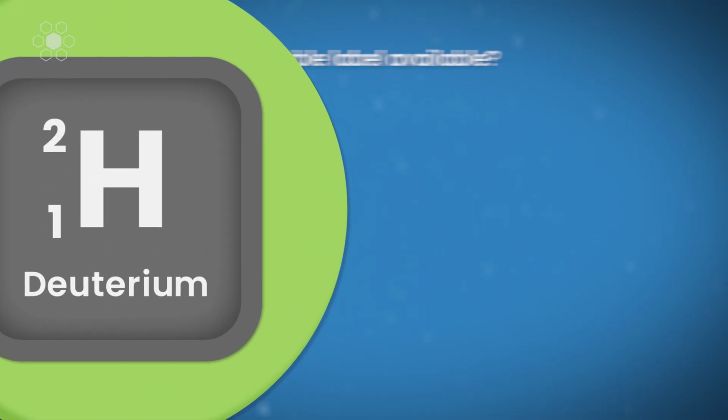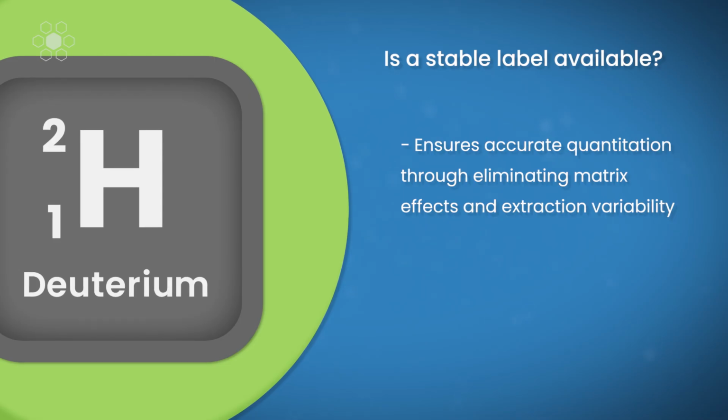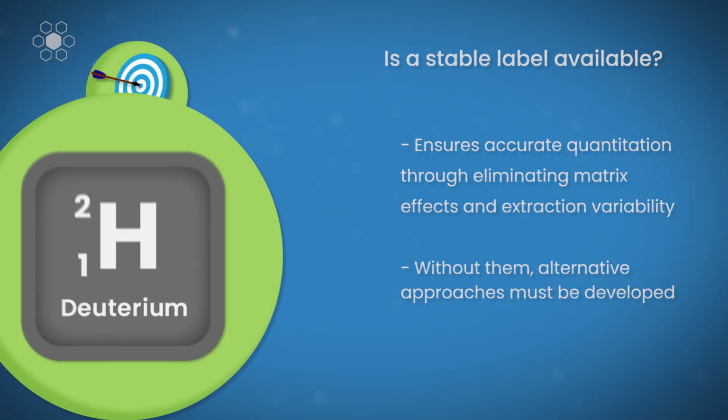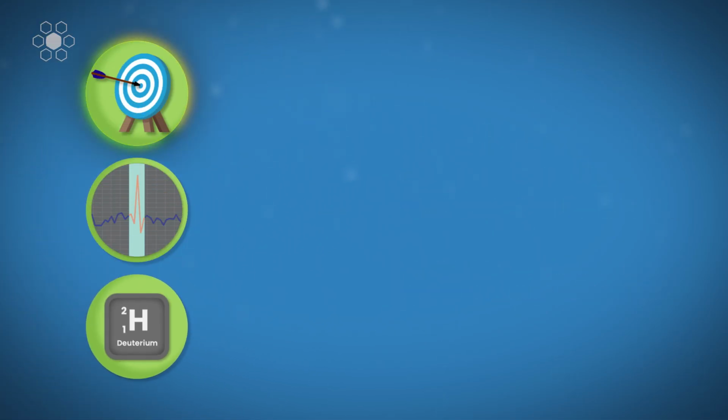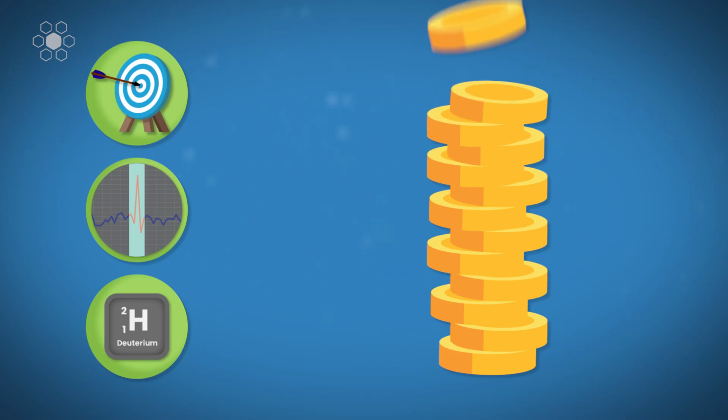Is a stable label internal standard available? The use of these standards enables the most accurate quantitation because they eliminate matrix effects and extraction variability. Without them, alternative approaches must be developed, extending timelines and complicating validation. The evaluation of these questions at the beginning will result in a method that fulfills its intended purpose while preventing future costly modifications.